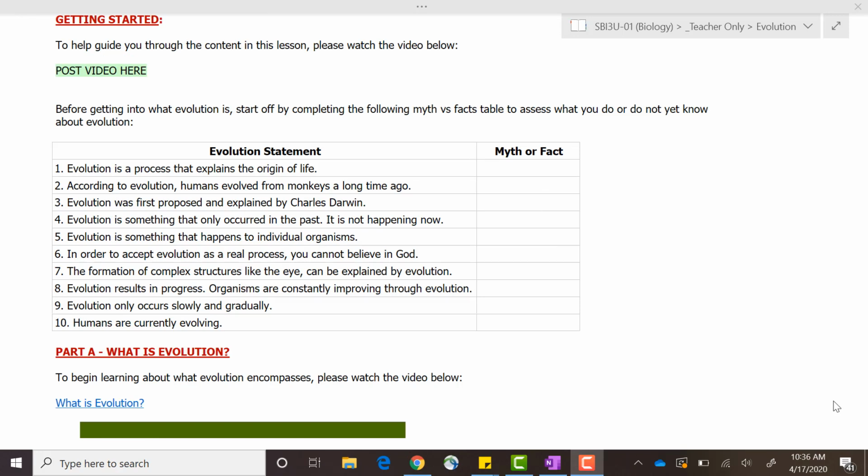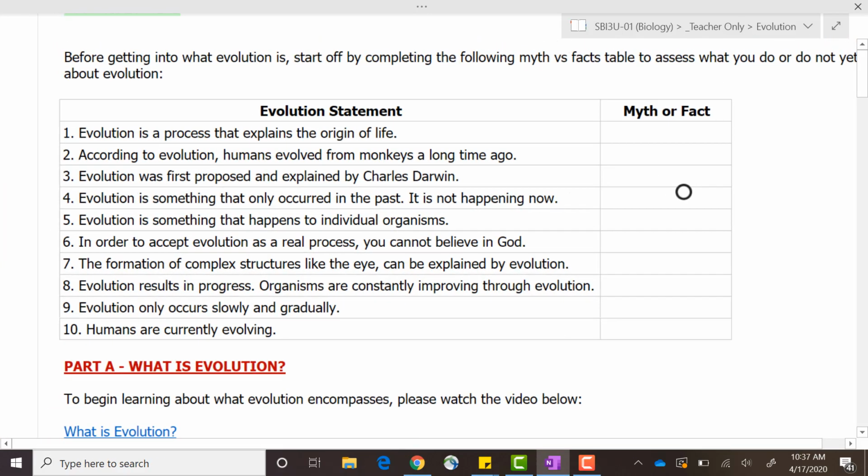And thank you to those of you that actually did pause the video and attempt to do these on your own. We'll take up the answers to these now, and if there's any questions about them, as always, post them in Teams. So the first statement says, evolution is a process that explains the origin of life. And I'll just zoom in here so it's easier to see. That statement is a myth.